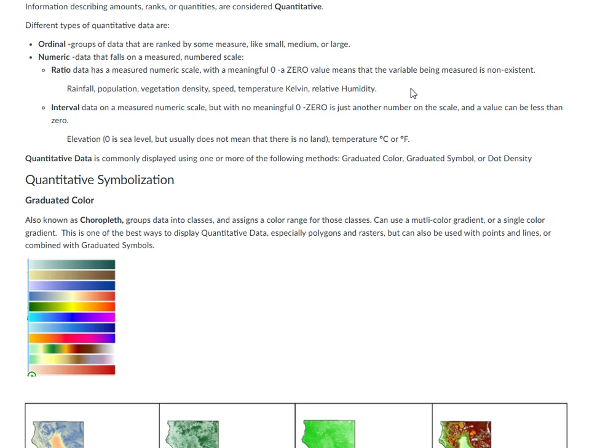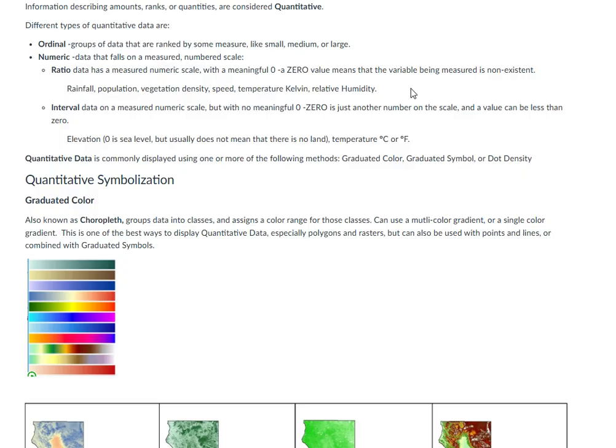Numeric data has numbers, 2 subtypes of numeric data. Ratio is numeric data with a meaningful 0. So when you have 0 as a value, it means that the thing you're studying does not exist. Rainfall is a good example of that. If you look at a rainfall map and rainfall is 0 for a location, that means there was no rain that fell out of the sky.